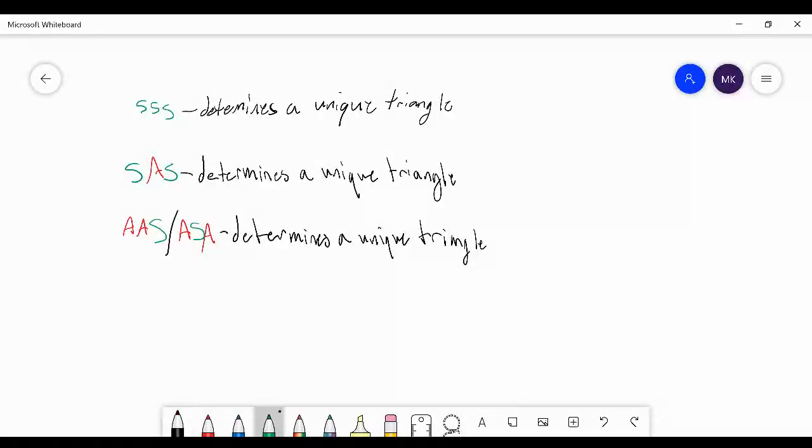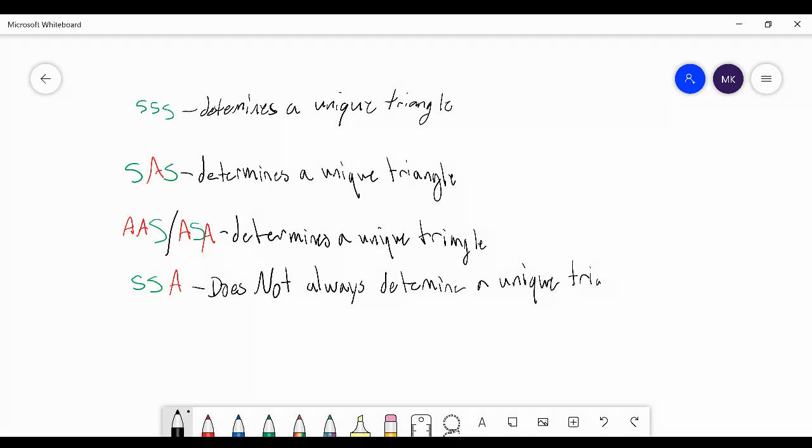Now, the other possible case is side, side, angle. We have two sides given and an angle opposite one of those two. This does not always determine a unique triangle.